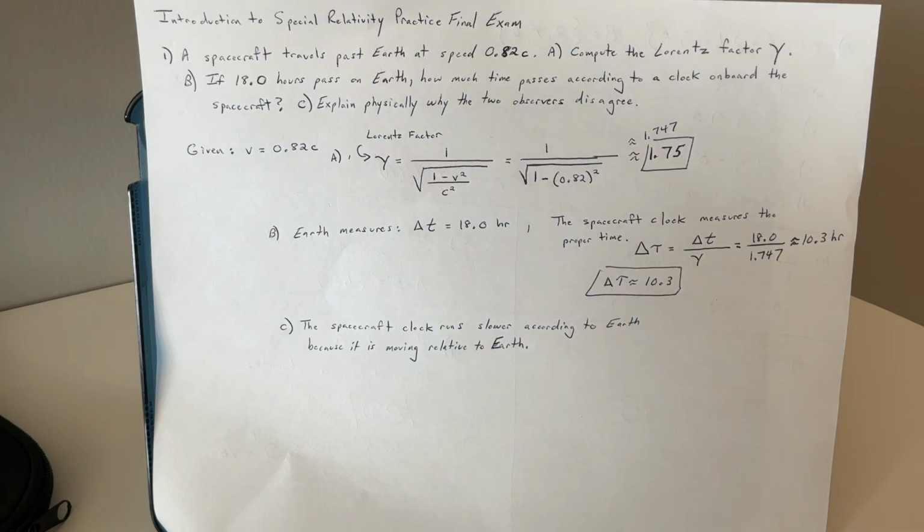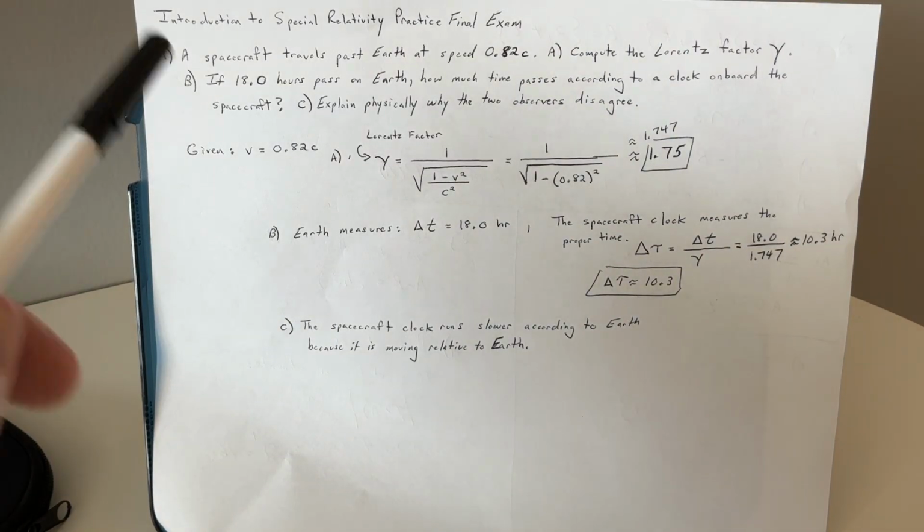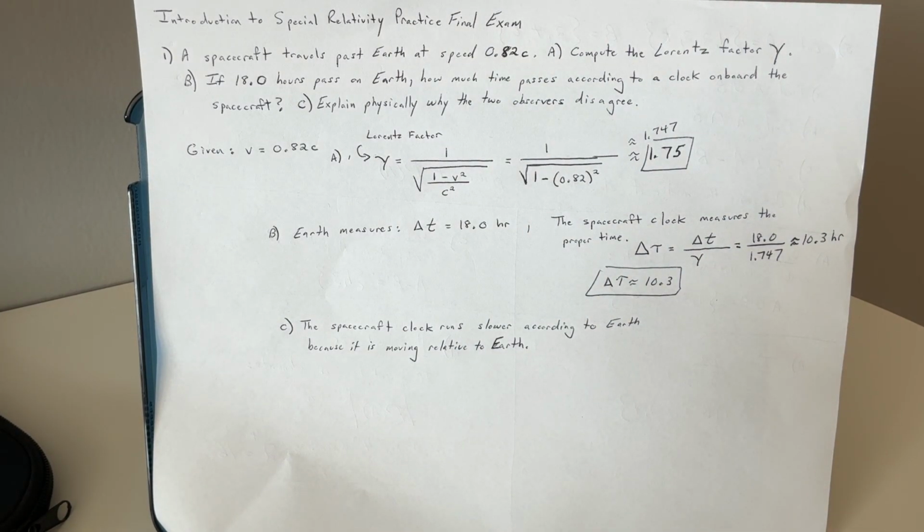This is an introduction to special relativity practice final exam. So let's go right into it. Number one, a spacecraft travels past Earth at a speed of 0.82 c.